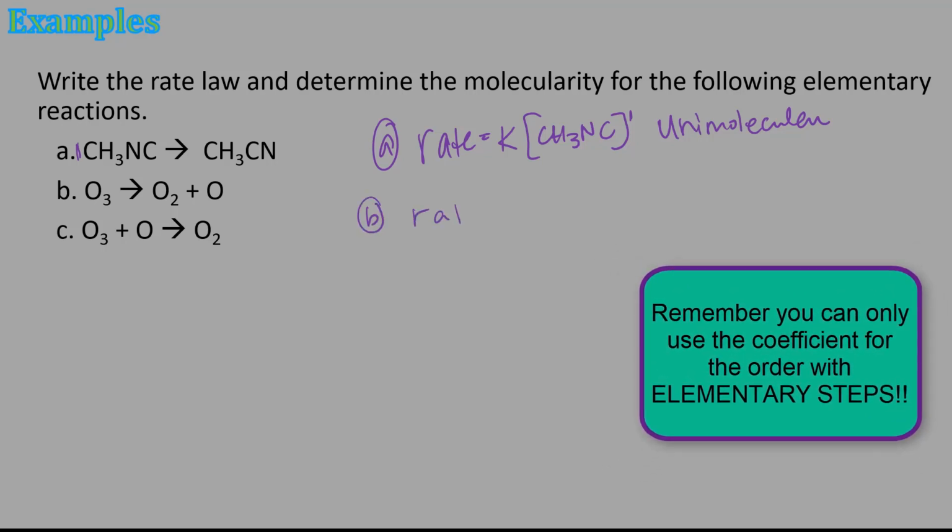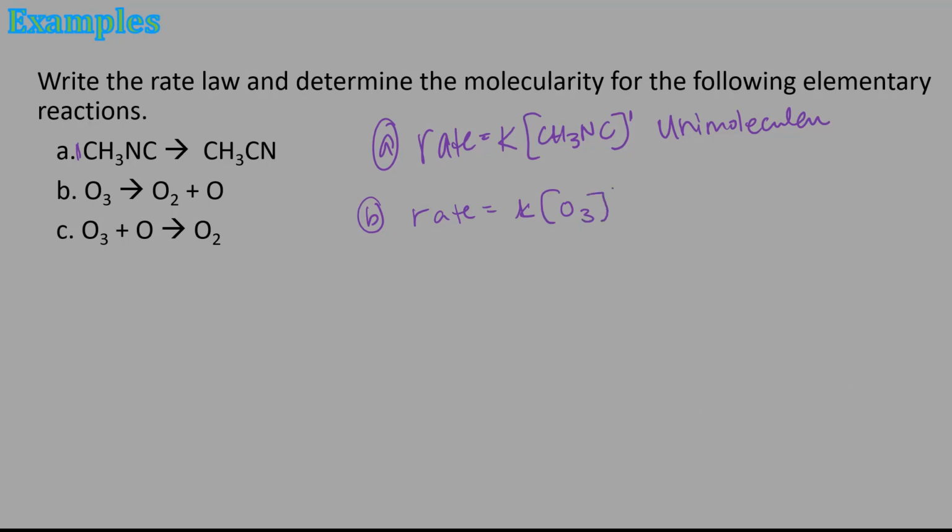In B, the rate is equal to K times the concentration of O3 to the first power. It is also unimolecular. Okay, and then C, we have O3 and oxygen atom reacting, and so this is bimolecular. So we have 2 reacting species. So each one is to the first power. The overall order is 2 for that elementary step, and so it's bimolecular. So there's one of these and one of those.